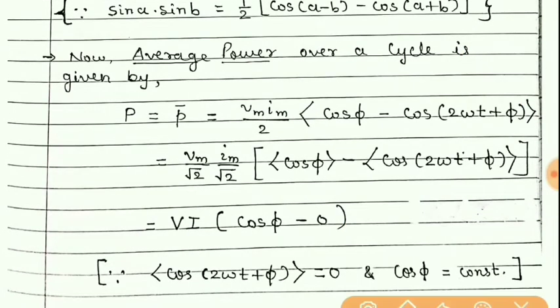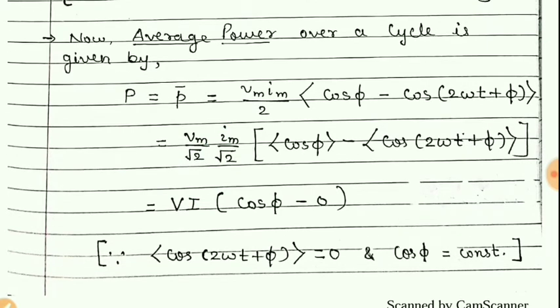Now students, here this term is written like this: Vm upon root 2 into Im upon root 2. These two are equal only. Why we have written in terms of root 2 into root 2? It is because Vm upon root 2 is nothing but it is RMS value of V, and Im upon root 2 is RMS value of I. That's why we have written this 2 in terms of root 2 into root 2 in denominator.